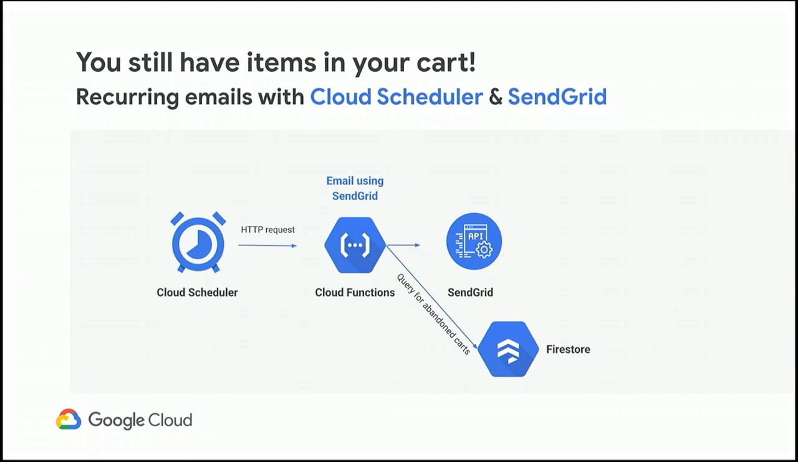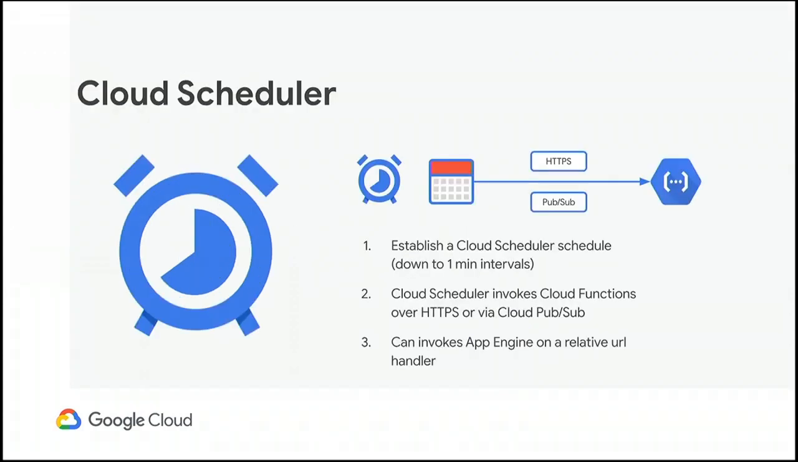SendGrid, I guess I didn't mention, not a Google product. It's just a third-party emailing system. But it's super, super easy just because they have an API. So you just make a REST call, and you can send your email. Cloud Scheduler, if you don't know, like I said, it's cloud cron. So arbitrary schedules. I want Monday and Thursday at 3 a.m., or every 30 minutes, or every 1 minute. I want you to do something.